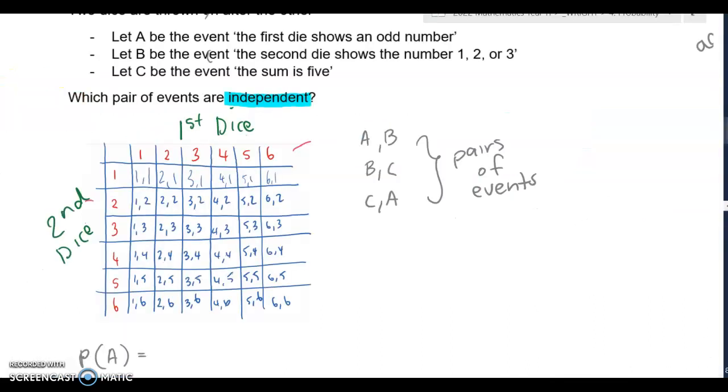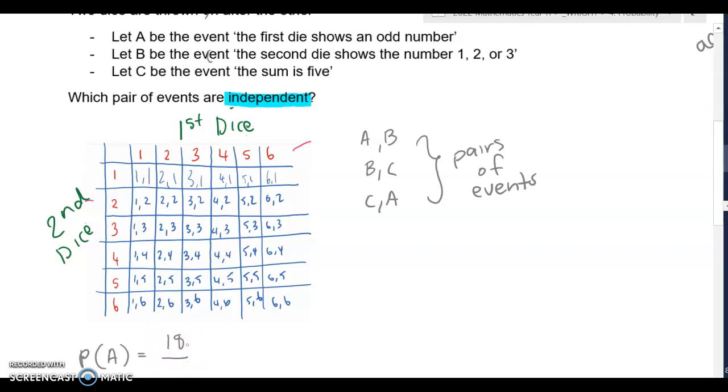Okay, so the first thing I want to have a look at is the probability of A. A is the event that the first dice shows an odd number. Our first dice is shown along the top, and our first dice in the table is represented by our first number here. So the first dice showing an odd number would be 1, 3, and 5. We've got 6 down and 3 across, so 6 times 3 is 18. We're going to have it occurring 18 times.